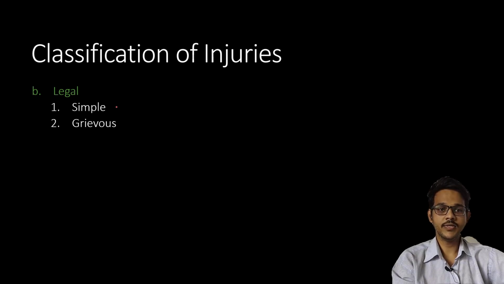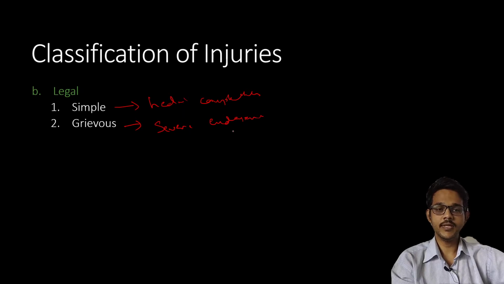Legally, injuries are classified as simple injuries and grievous injuries. Simple injuries are injuries which can be healed completely. Grievous injuries are severe injuries, those which endanger life. This comes under 320 IPC, and in that there are 8 points which come under grievous injury. So mainly any injury which endangers life is considered a grievous injury.